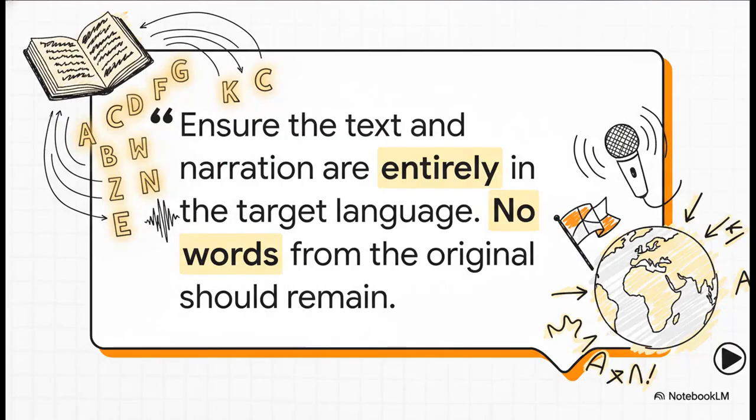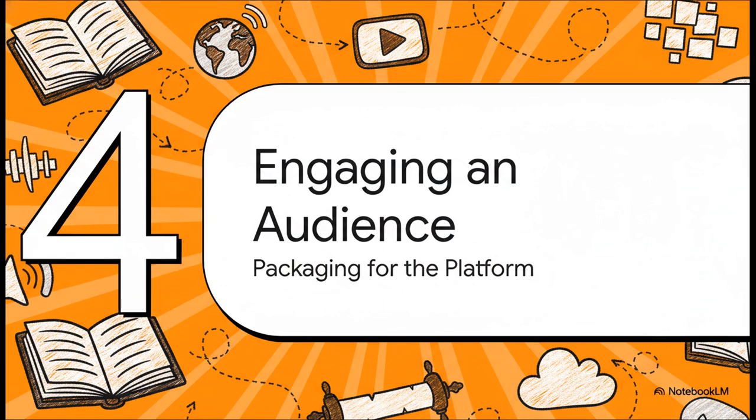And to make the content as accessible as humanly possible, the playbook demands complete immersion. So if the video's target language is English, then everything, the narration, the on-screen text, every single word has to be in English. No original Arabic or Turkish words should be left in, because that might just confuse a new viewer. So the video is now fully produced. The structure is sound, the visuals are respectful, the language is precise. The final piece of the puzzle is packaging it all up for distribution on a massive global platform.